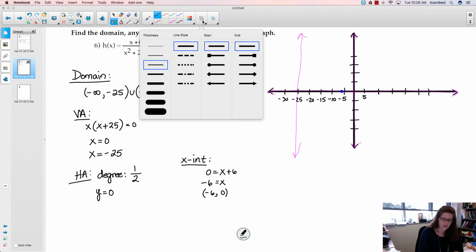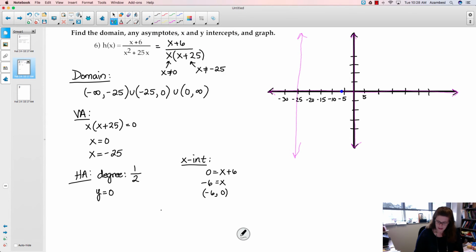For y-intercepts, I would normally let x equal 0. Now there's a problem with this one in that 0 is not in my domain. So that means that I do not have a y-intercept, which makes sense because the y-intercept is on that vertical asymptote. So you cannot cross or touch a vertical asymptote, which means I don't have a 0 there.